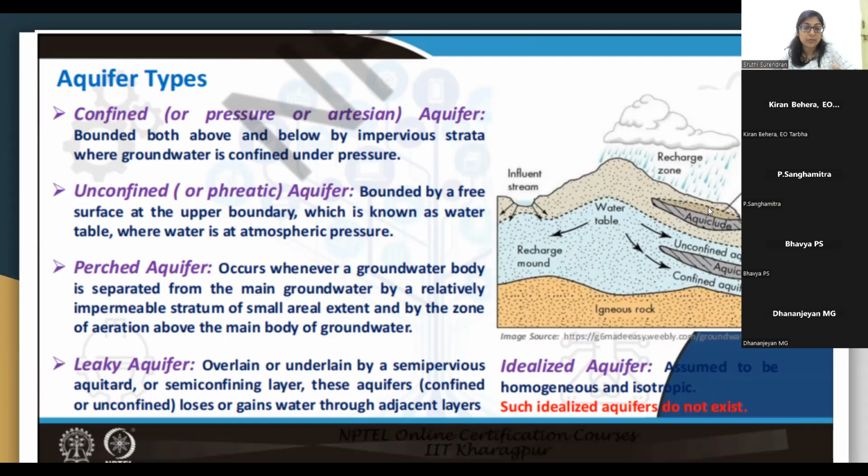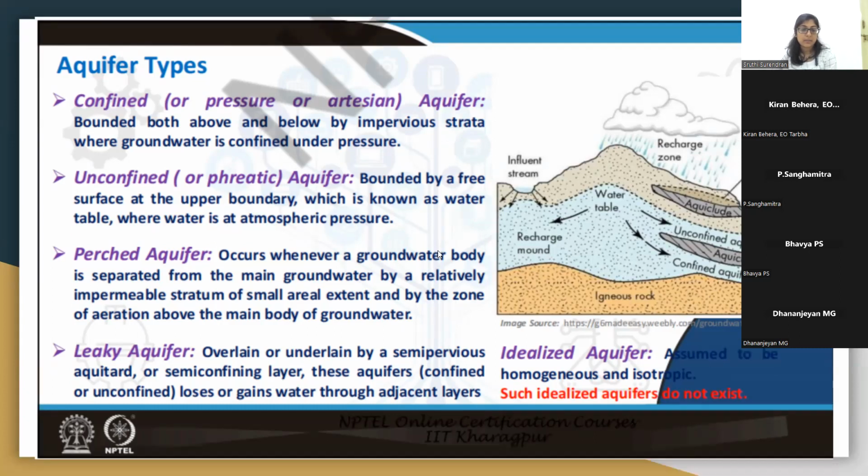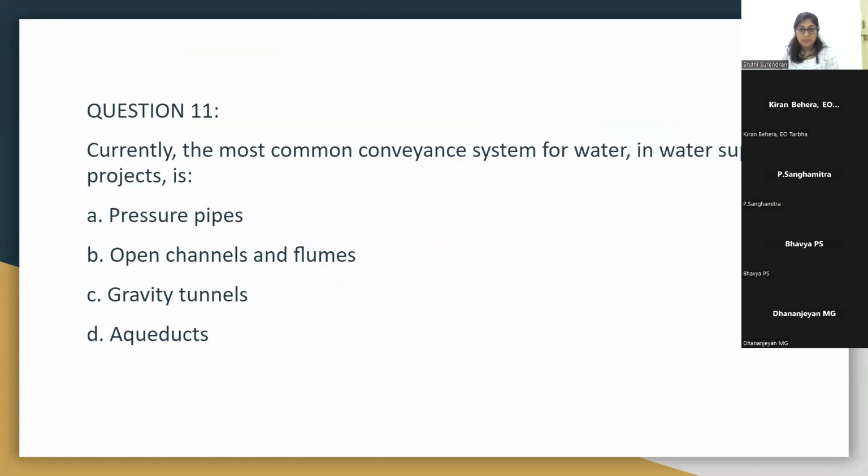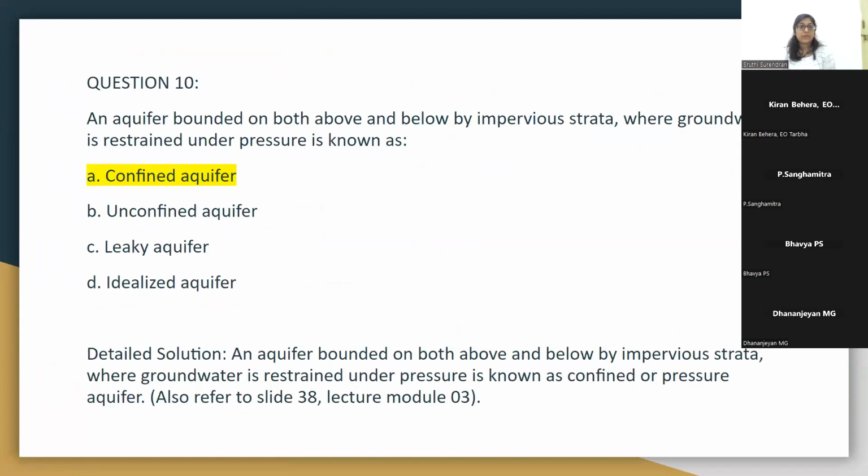Then there are leaky aquifers, through which vertical movement of water will occur. Although it is a confined aquifer, this layer will have provisions for water to percolate in the vertical direction. That time we call it a leaky aquifer. So these are the different kinds of aquifer: unconfined, confined, perched, and leaky aquifer. So the answer for the question will be confined aquifer, bounded on both above and below by impervious strata.